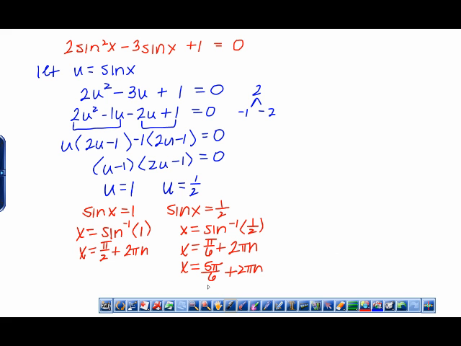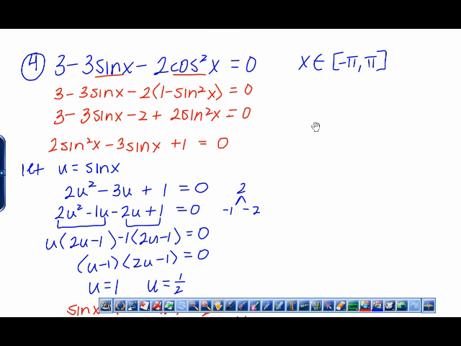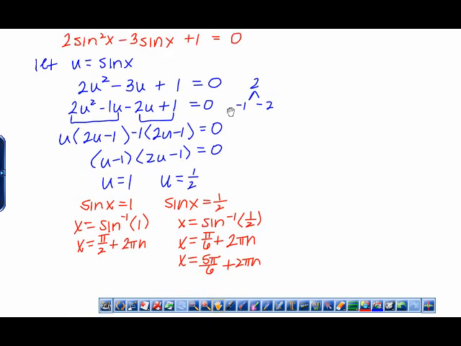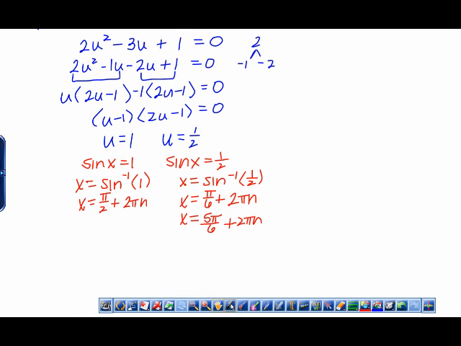Now remember that we were trying to find, let me pull all this down, we were trying to find all the x's that were between negative pi and pi. Okay, so let me rewrite this over here. X is in the set of negative pi to pi.